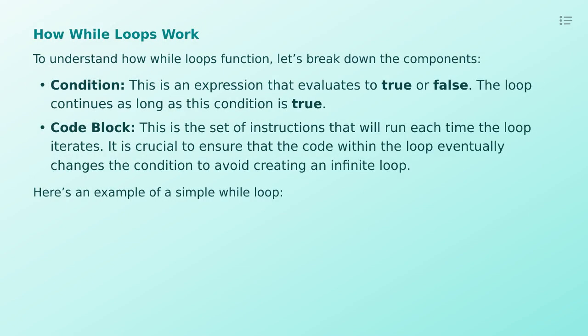Now, how while loops work. To understand how while loops function, let's break down the components. First, condition. This is an expression that evaluates to true or false. The loop continues as long as this condition is true. Finally, code block. This is the set of instructions that will run each time the loop iterates. It's crucial to ensure that the code within the loop eventually changes the condition to avoid creating an infinite loop.